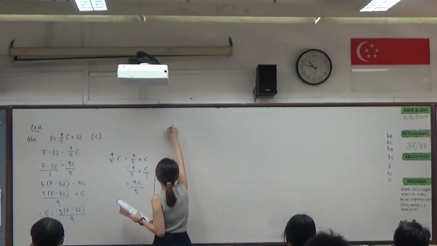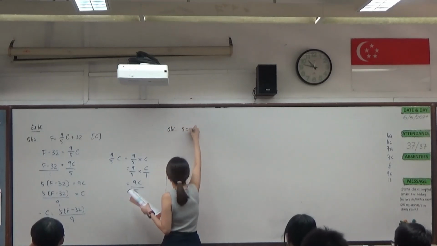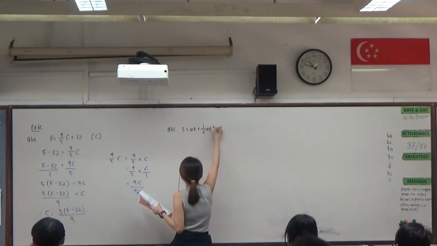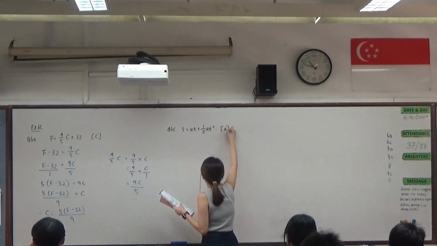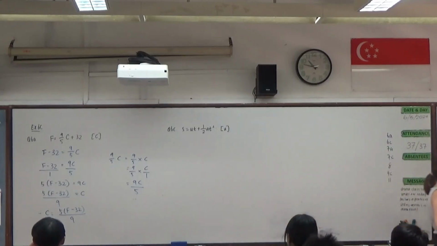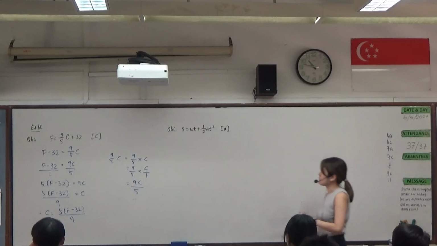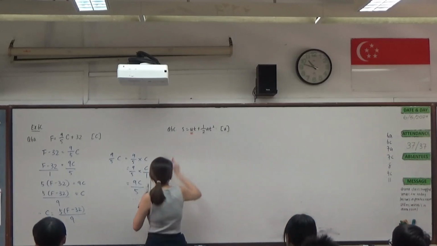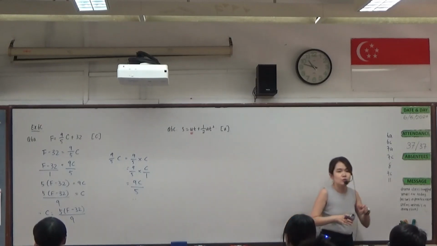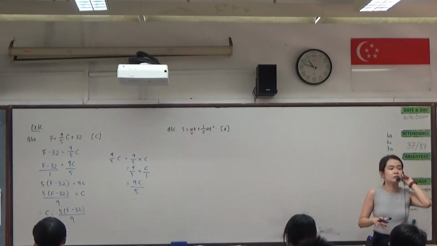Next, we have question 6c. In question 6c, we have s equals to ut plus half at squared, for which we want u to be the subject and u is found over here. So what should we do first? What should we do first? Dylan?